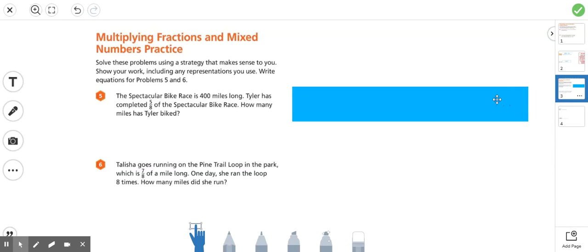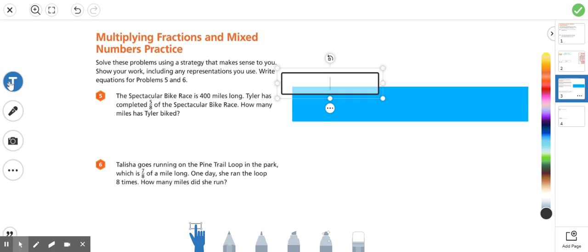Now for problem 5 and 6, we're going to go back and do a little bit of a review of some of the things that we've done. So let's look at number 5. The spectacular bike race is 400 miles long. Tyler has completed 5/8 of the spectacular bike race. How many miles has Tyler biked?